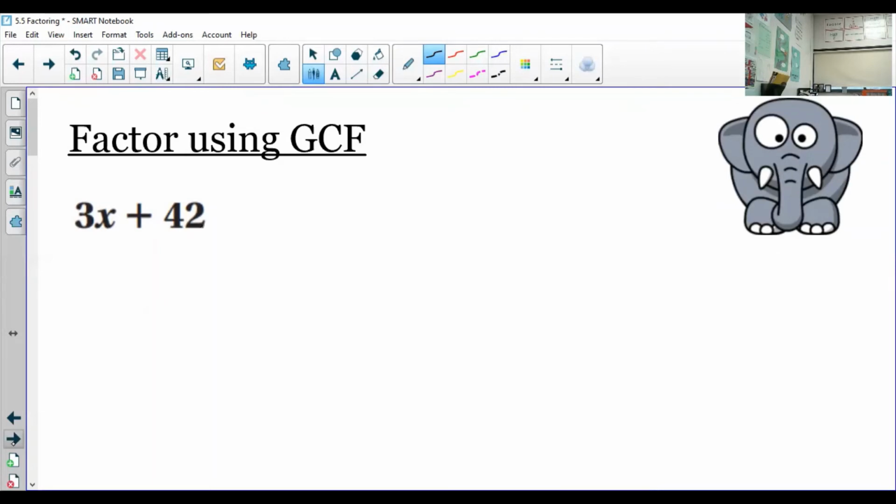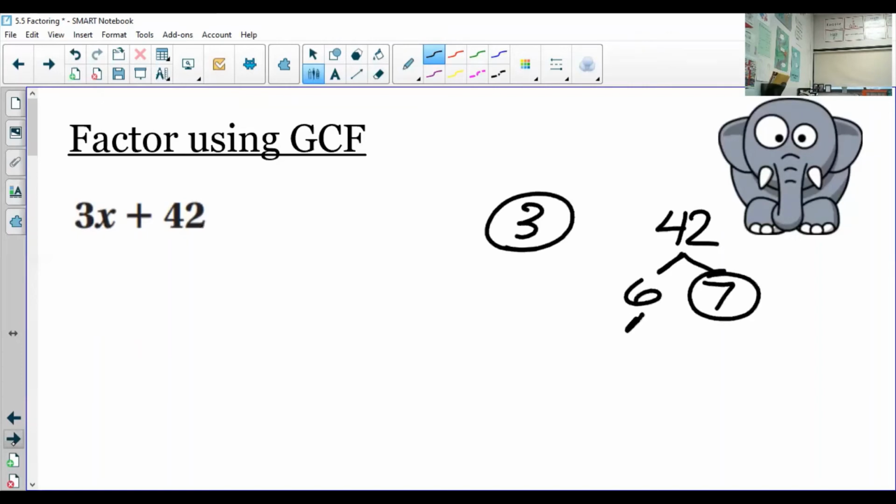So this time, our expression is going to have a variable. For example, we have 3x plus 42. The first thing, same, factor trees. 3 is prime, so I'm just going to circle it right away. And then I do 42, which I could do 6 and 7, and 3 and 2. So what's the biggest number they have in common? I don't even have to list them out. It's 3, right? So I'm going to do 3 with my parentheses.